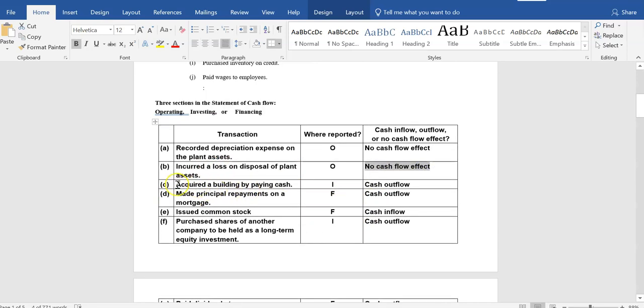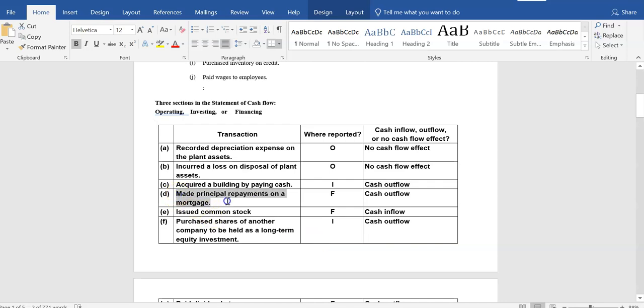Okay. We acquired a building by paying cash. Acquiring a building is an investing activity. We are purchasing a building, paying cash. It's a cash flow resulting from investing. We are investing into the company. And if we are buying and paying cash, it will be a cash outflow.